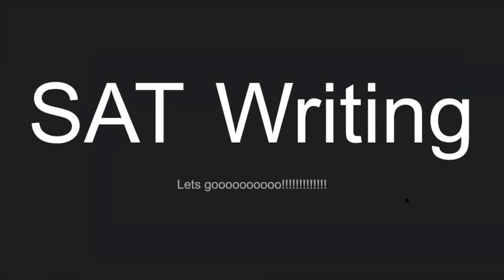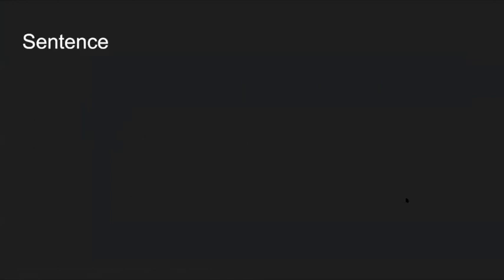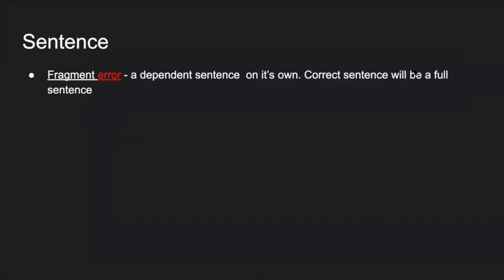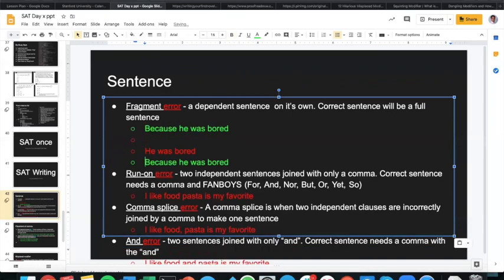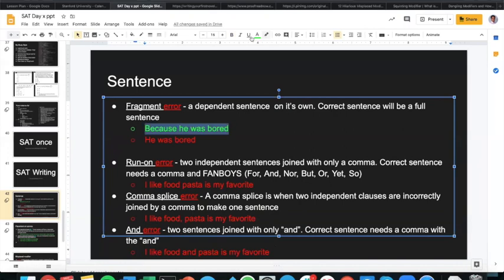All right, so we're just going into writing rules. The first writing rule is sentence fragment error. A sentence fragment error is something where a dependent sentence is on its own, and the correct sentence will be a full sentence. For example, he was bored is... let me fix that. Maybe you guys noticed what was happening. So he was bored is correct, because he was bored is wrong. So let me fix that.